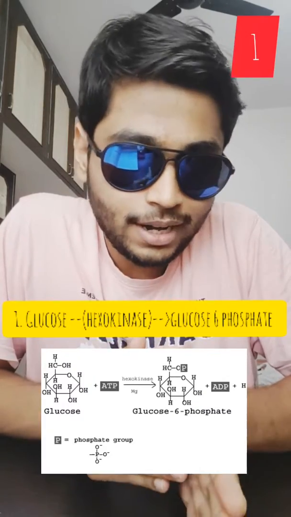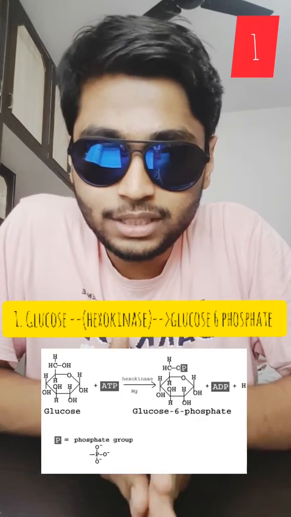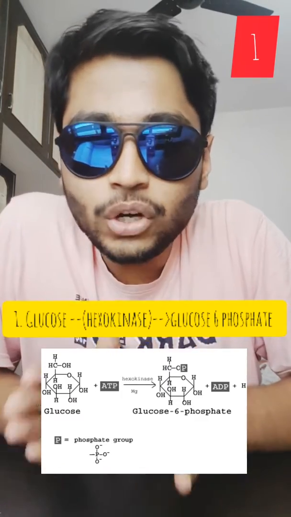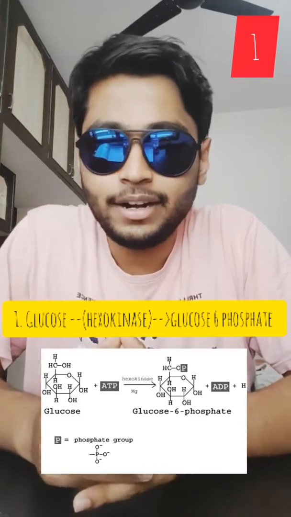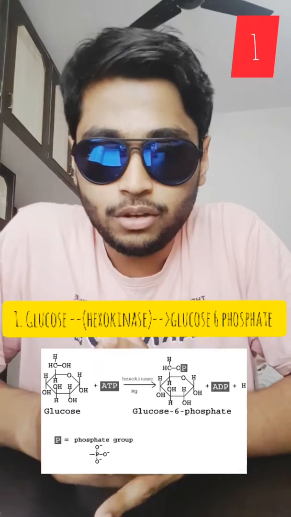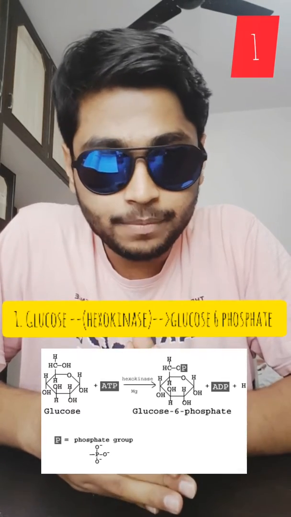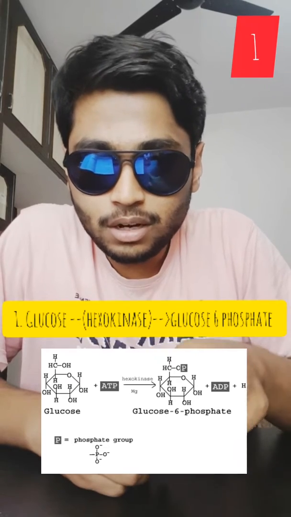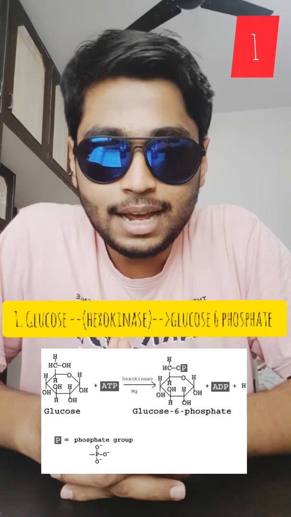Now the first, which is the energy investment phase. In this phase, basically glucose is phosphorylated. So it becomes from glucose, glucose 6-phosphate. Phosphorylation is the process by which a phosphate group is added into the glucose molecule. Now at which position is it added? It's added at the 6th carbon. So this is the glucose structure, and that is where the phosphate is added.